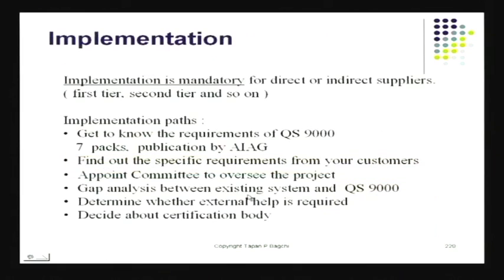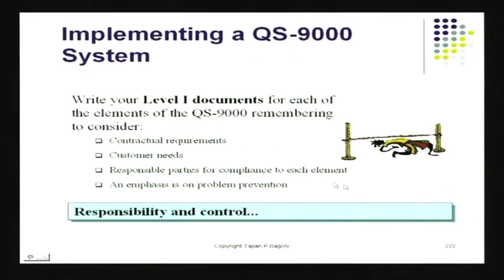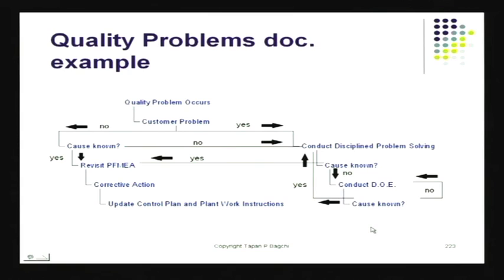Implementing itself is a continuous drive, and the implementation takes you through a whole bunch of steps that you have to go through. One of the key things that is required here is proper documentation. You've got to spell out responsibility and control. You've got to make sure all the controls are there, all the requirements are there. This is part and parcel.